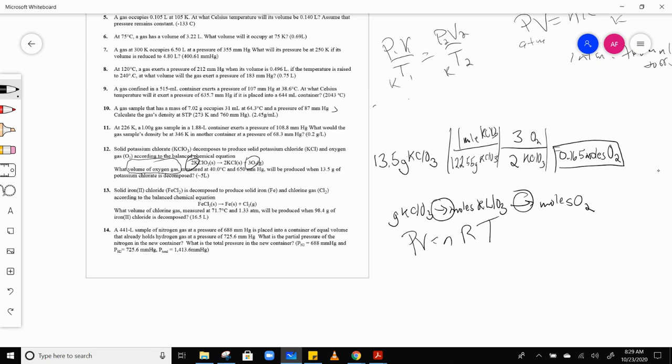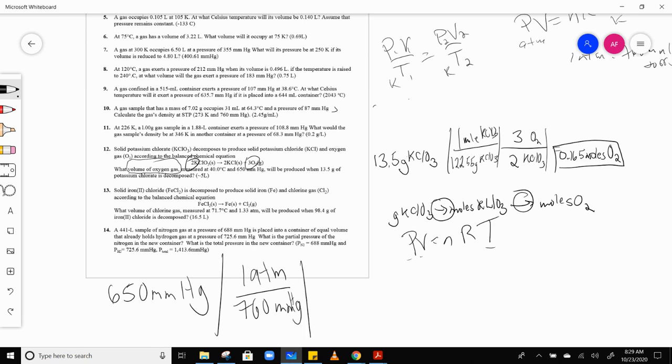And our units have to be consistent here. For pressure, we need ATM. So we're given 650 millimeters of mercury, and we have to convert that to ATM. So 1 ATM is 760 millimeters of mercury. Okay, so 650 divided by 760 is 0.86 ATM. So that's our pressure.